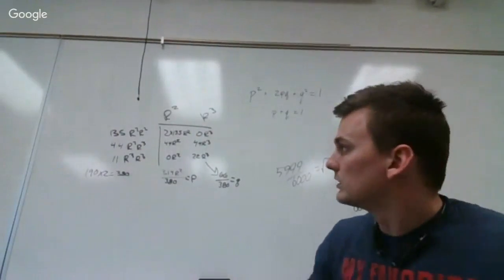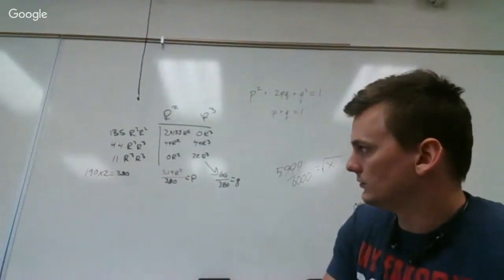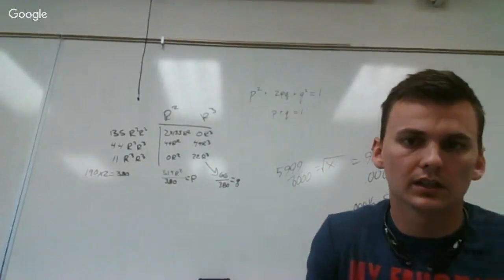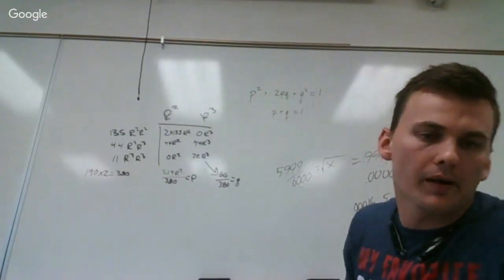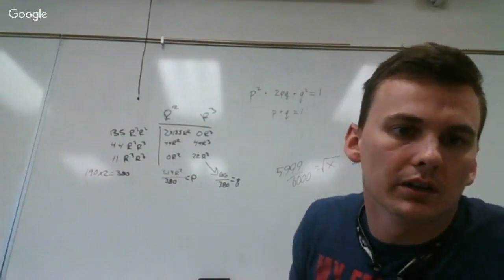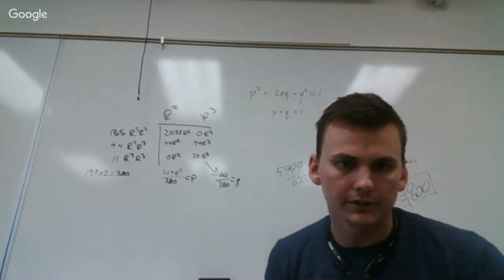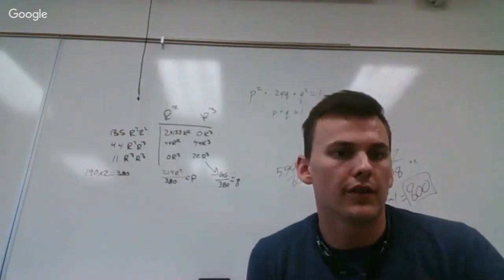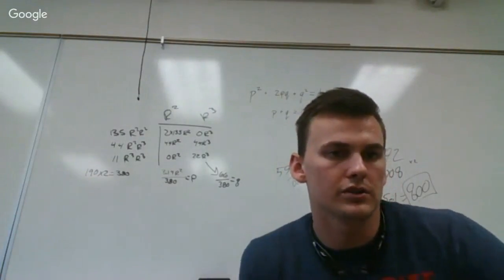So for number 4, they gave us the frequency of genotypes. We just made a little table that helps us know how many of each allele is present in an individual with a particular genotype. So it says determine the allele frequency of R2 and R3. Well, there are 135 individuals that are homozygous for R2.